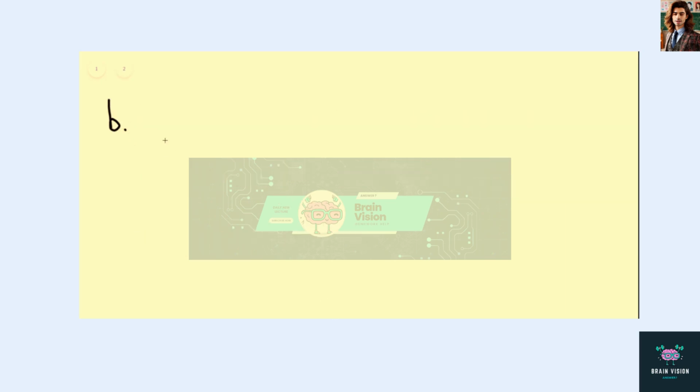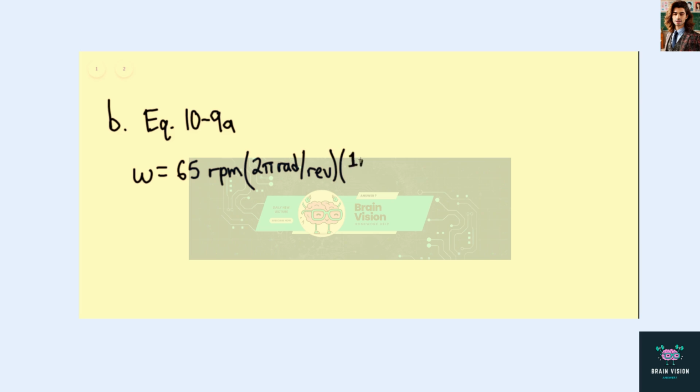For part B, we're going to assume that the pottery wheel starts from rest, and we're going to convert the speed to an angular speed and then use equation 10(9)a rather. And so we can say omega will first equal 65 revolutions per minute multiplied by 2 pi radians for every revolution, and then multiplied by 1 minute for every 60 seconds. This is giving us 6.807 radians per second.